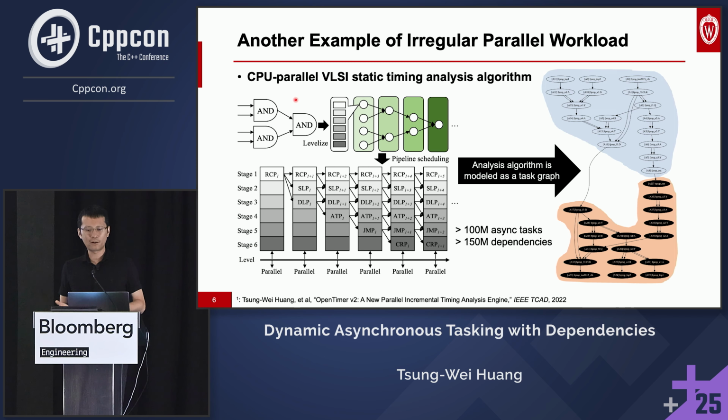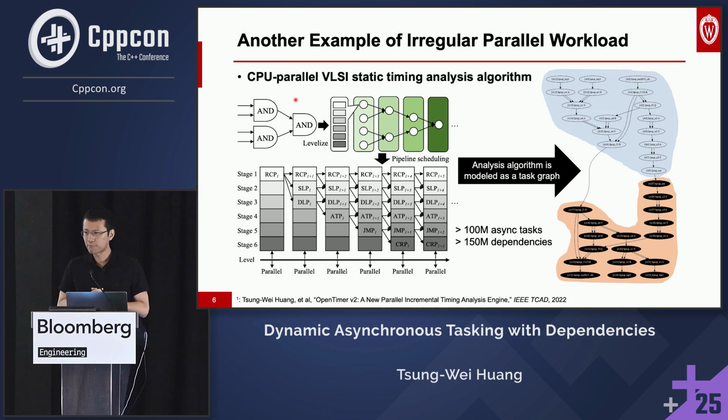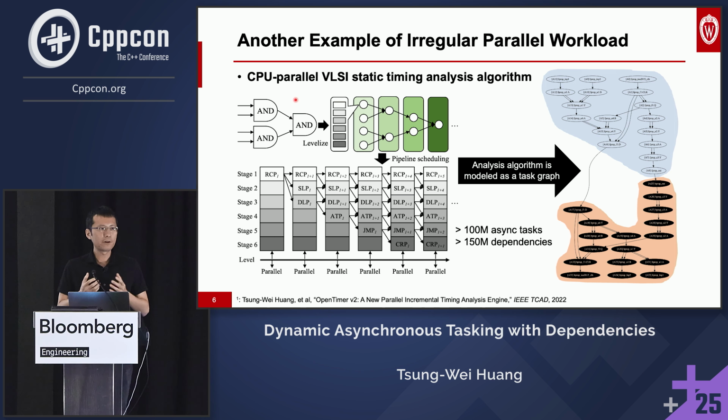This is another example of highly irregular parallel computing problems where we want to parallelize a VLSI circuit timing analysis algorithm using many-core CPUs. The analysis algorithm is modeled as a task graph that propagates the timing values from the inputs of the circuit all the way to its output. For a very large design, the resulting task graph can contain more than 100 million asynchronous tasks and over 150 million dependencies. This is very, very huge.